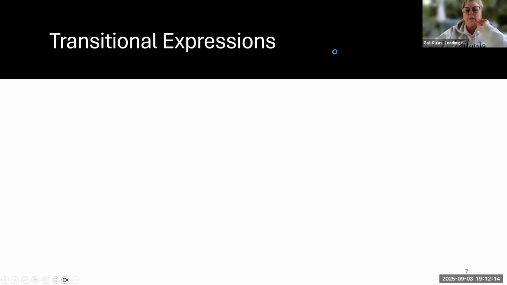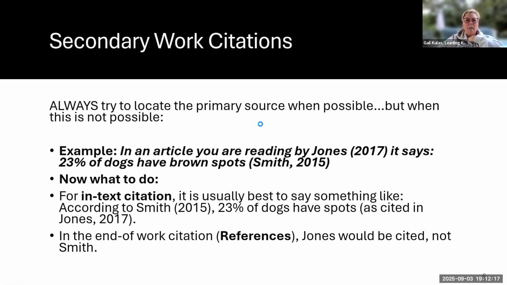Sorry, a quick question on that. Yes, please. Just so I make sure I understand, in your example above, the Jones 2017 and Smith 2015, if we can find the primary source, do we put that in our reference page, or we don't ever use that in our reference page? If you find the primary source, then you're going to change this and you don't have to put "as cited by Jones." You would just put Smith 2015 says 23% of dogs have spots. You get rid of Jones completely if you're going to find and use the primary.